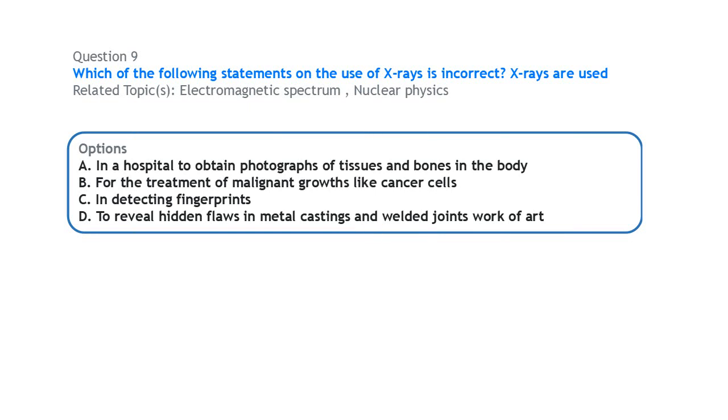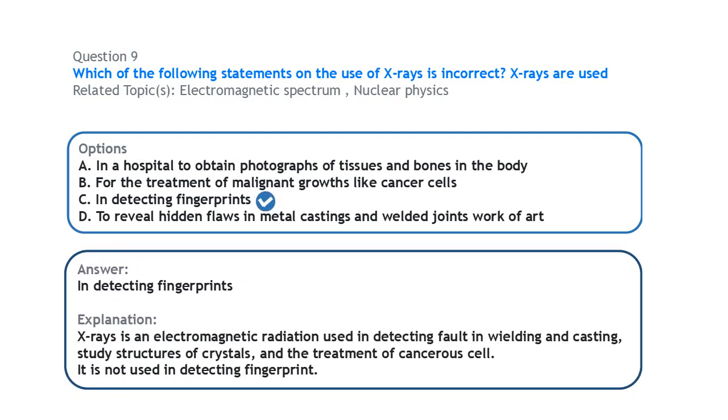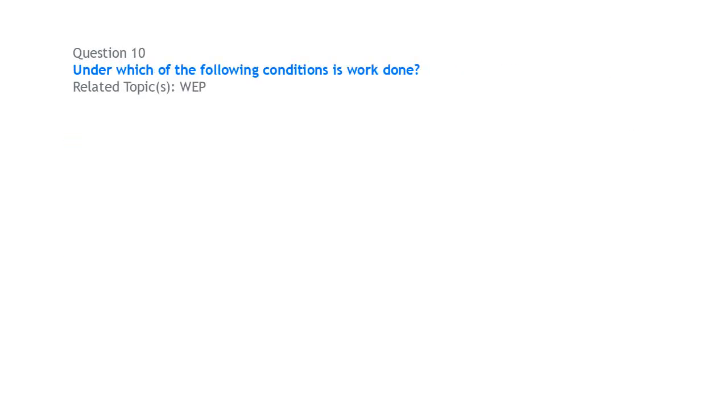The next question is on the electromagnetic spectrum. Which of the following statements on the use of X-rays is incorrect? So we have X-rays are used: option A, in a hospital to obtain photographs of tissues and bones in the body; B, for the treatment of malignant growths like cancer cells; C, in detecting fingerprints; and D, to reveal hidden flaws in metal castings and welded joint work of art. So X-ray is an electromagnetic radiation and it is used in all of the options except in the detecting of fingerprints.